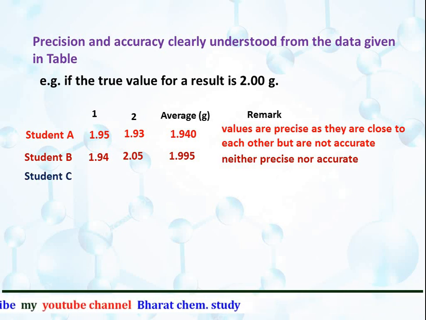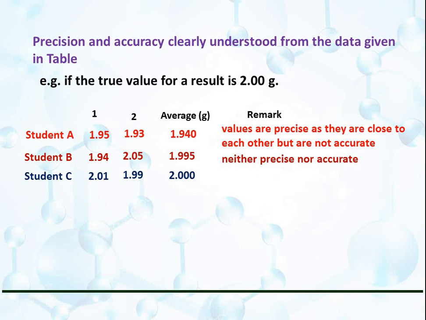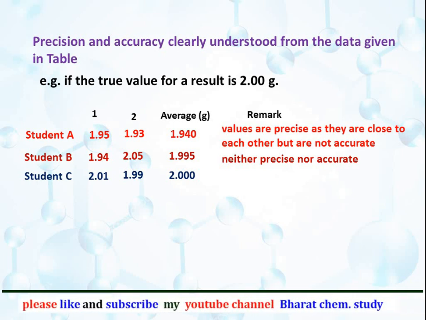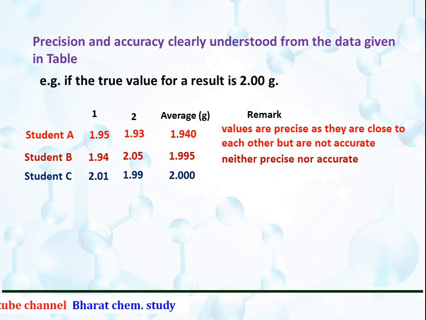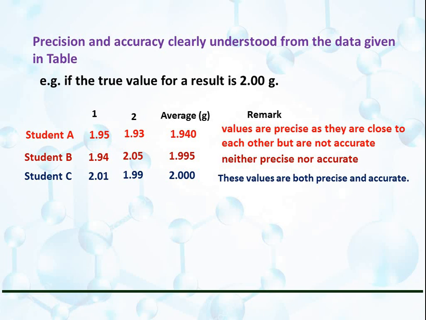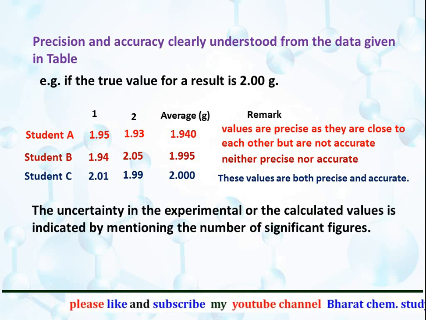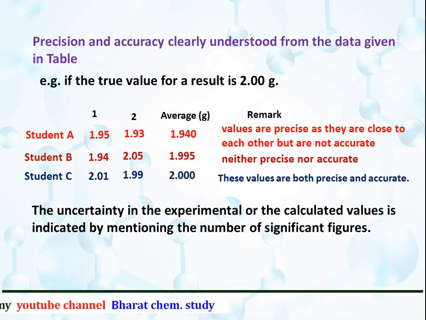Suppose student C does the same experiments. The values are coming 2.01 and 1.99, which are very close to the true result, that is 2 grams, and also these two values are very close to each other. So we can say that the value calculated by this student, that is the average 2, is precise as well as accurate. The uncertainty in the experimental or calculated values is indicated by mentioning the number of significant figures.